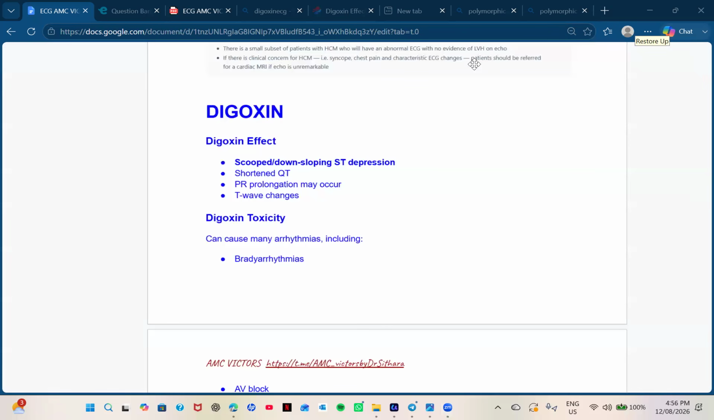So now, the digoxin effect. Here, doctors, I hope everyone knows digoxin; we have digoxin effect and toxicity. How to differentiate digoxin effect and toxicity? So what is digoxin effect, doctors? What is digoxin effect?